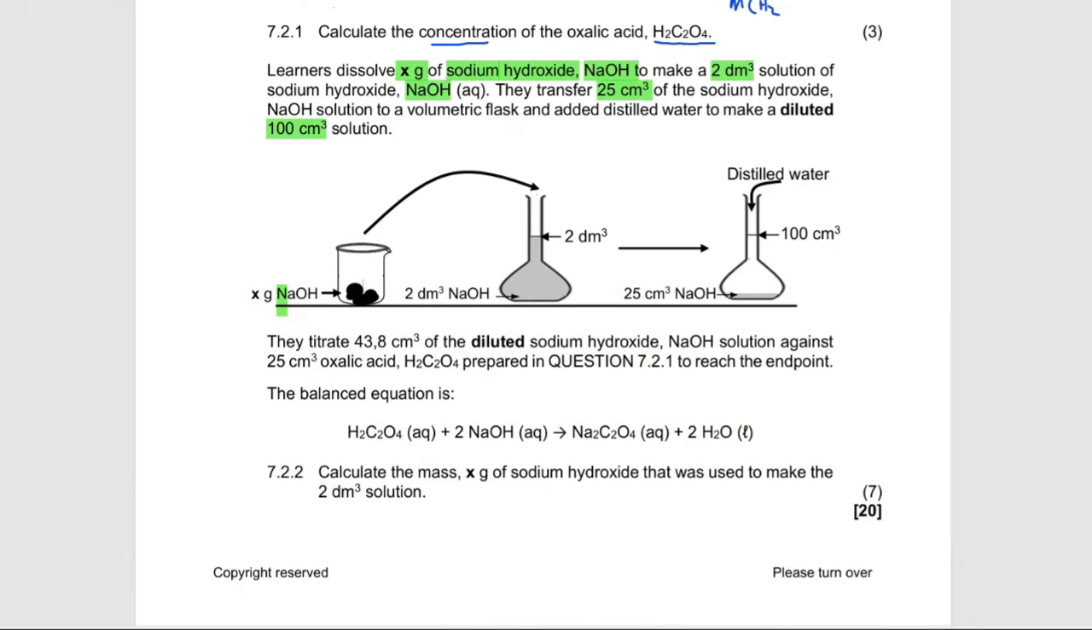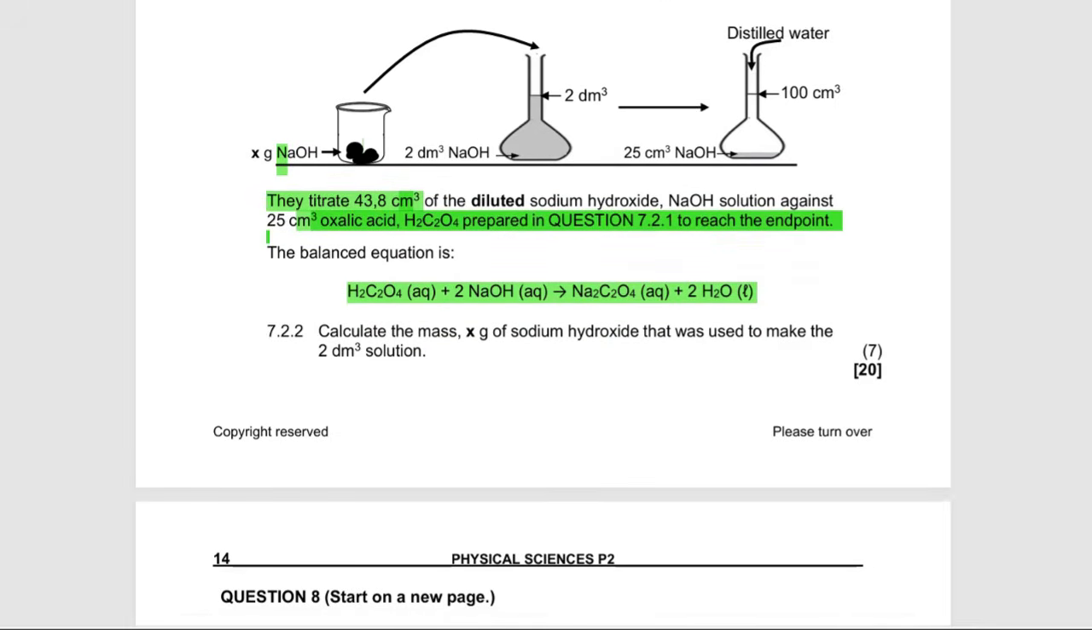Then after that, they say they titrate 43.8 cubic centimeters of this diluted sodium hydroxide solution against a 25 cubic centimeter oxalic acid solution, which is the one prepared in question 7.2.1, to reach the end point, right? So now we're given again the balanced equation for this one. Then after that, they're asking us to calculate the mass X in grams of sodium hydroxide that was used to make the 2 dm cubed solution, right? So in terms of this, now I'm going to say the number of moles there.